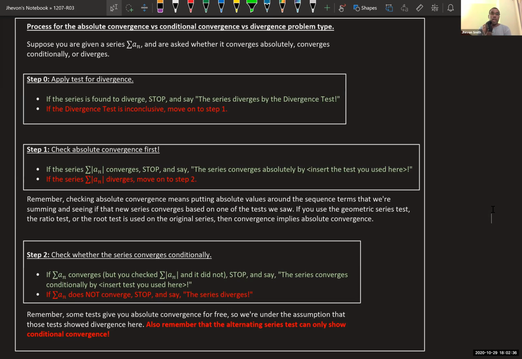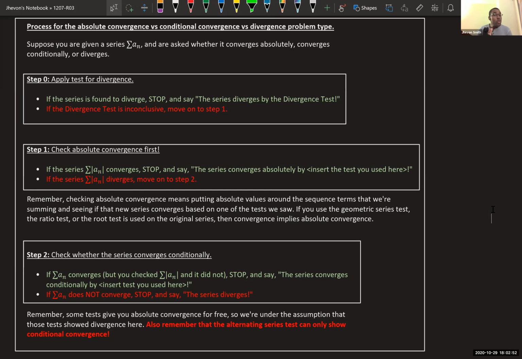Step 1, check for absolute convergence. Put absolute values around it, hit it with one of the convergence tests, see if it converges. If it does converge, you stop, say it converges absolutely. If it doesn't converge, move on to step 2.